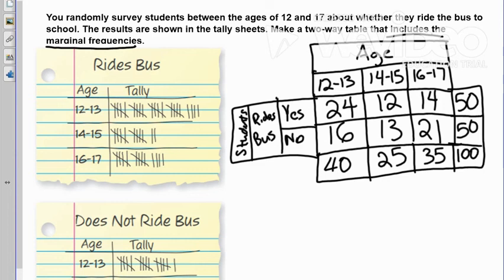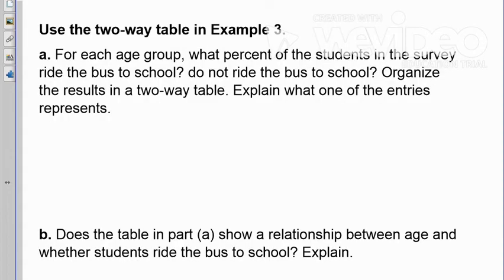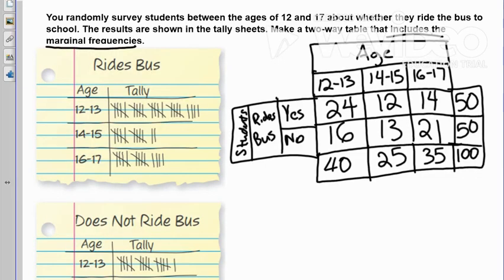With that, I think we've got one more slide here. It says, for each age group, what percent of students in the survey ride the bus to school, do not ride? Organize the results in the two-way table. Explain what one of the entries is. What I'm actually going to do, guys, is not assign any of this part. I just wanted you to be able to do a two-way table here. So I'll save you some time, because as long as you understand how to set that two-way table up, that's really what I'm looking for. Okay, guys?